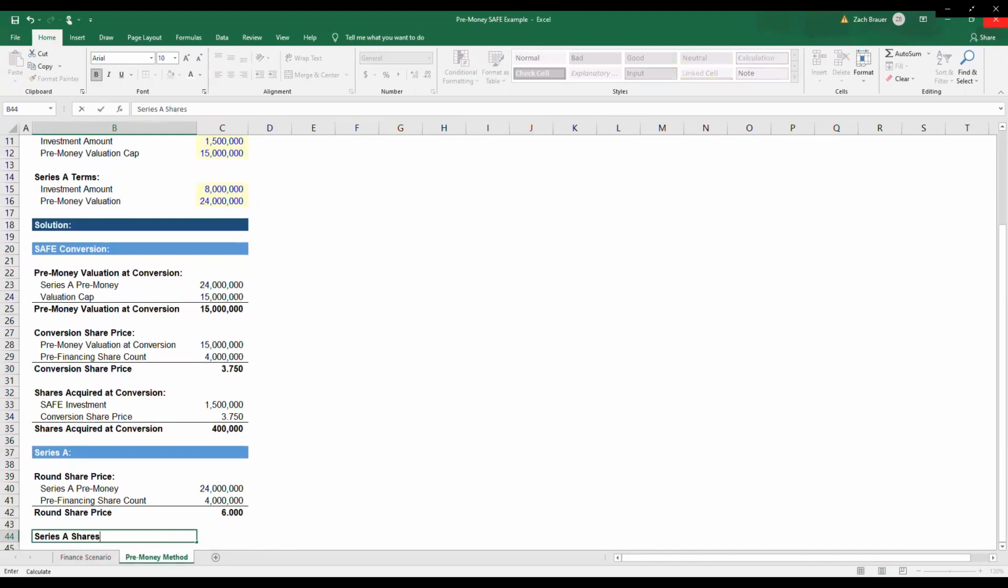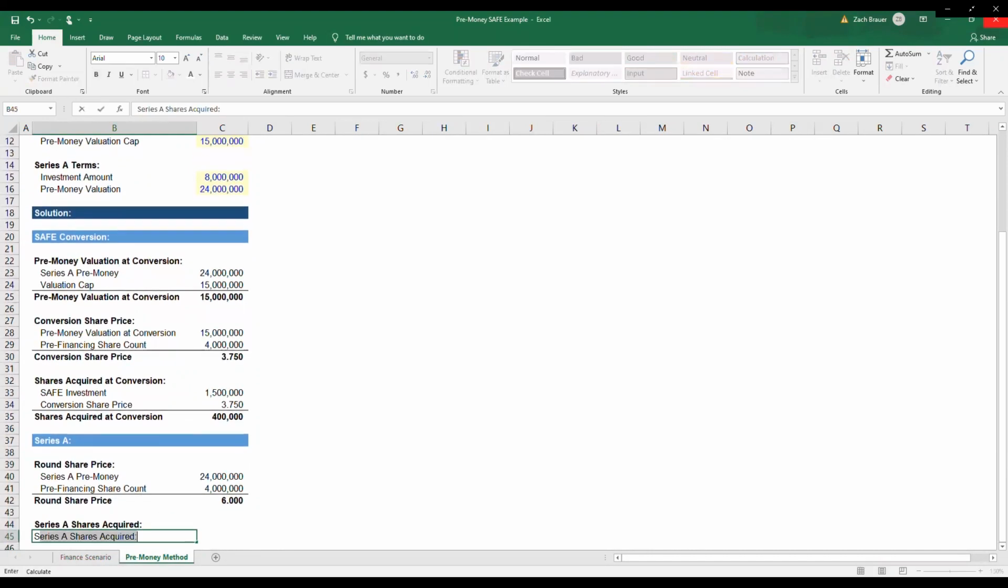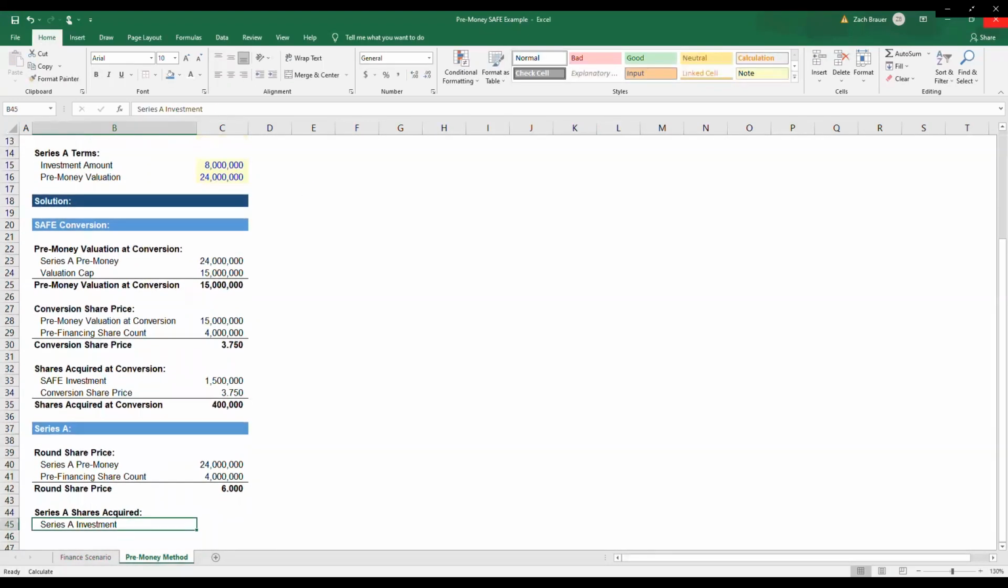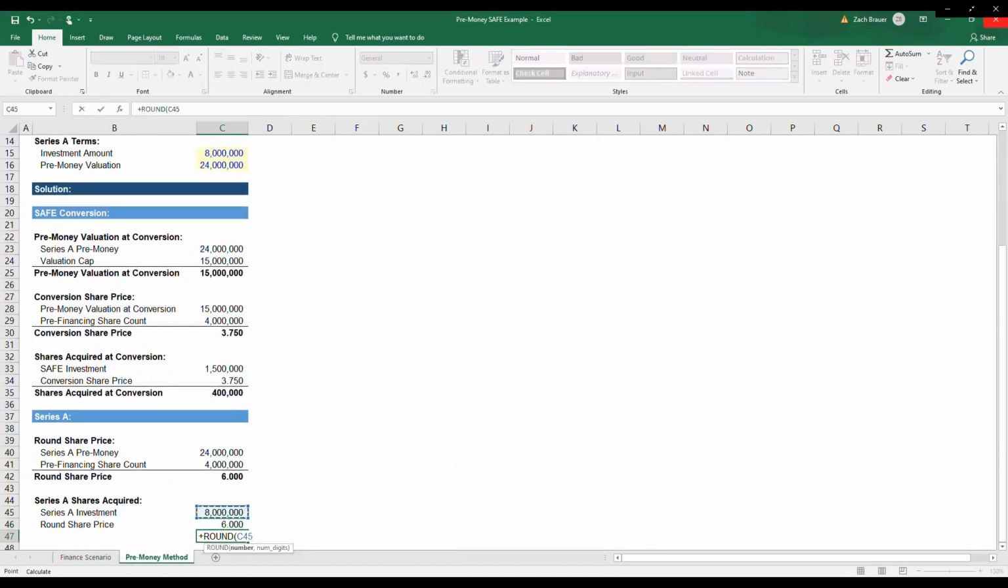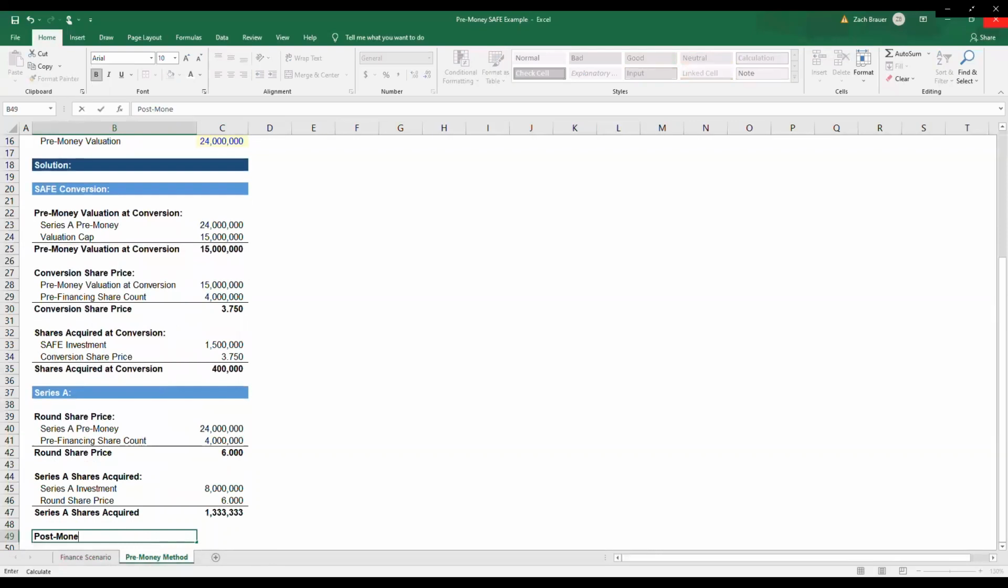We can use that to calculate how many Series A shares are acquired by taking the Series A investment divided by the round share price. Again, this is something I would round. Now that I have this, I can move on to the final piece, which is calculating the post-money share count and the post-money ownership for the different investors.